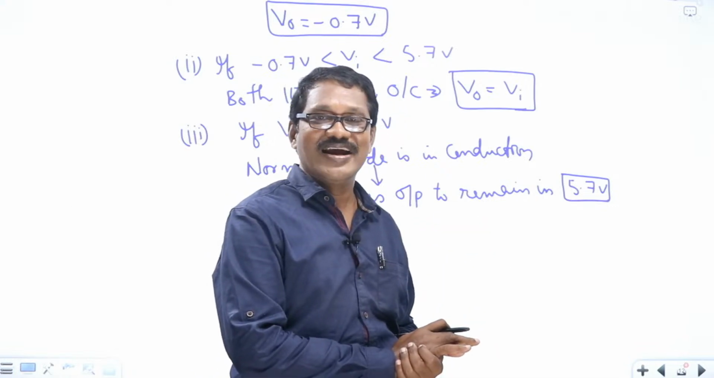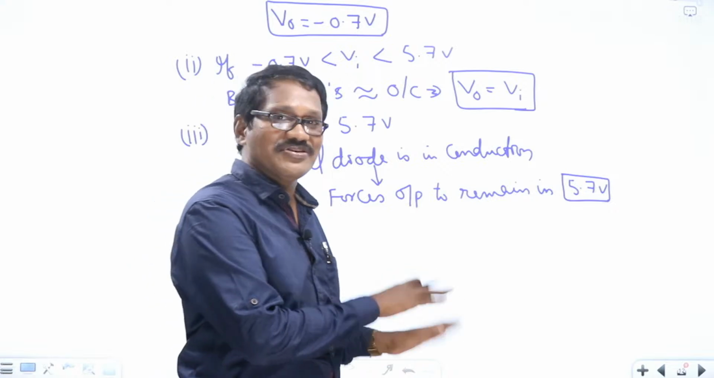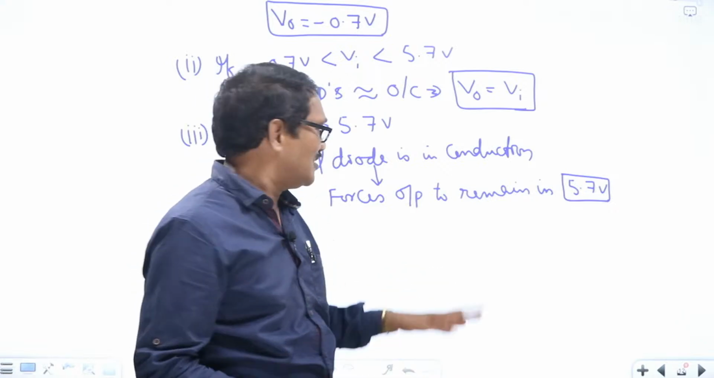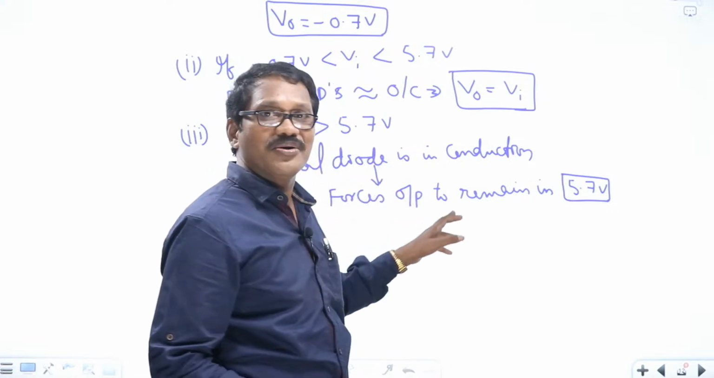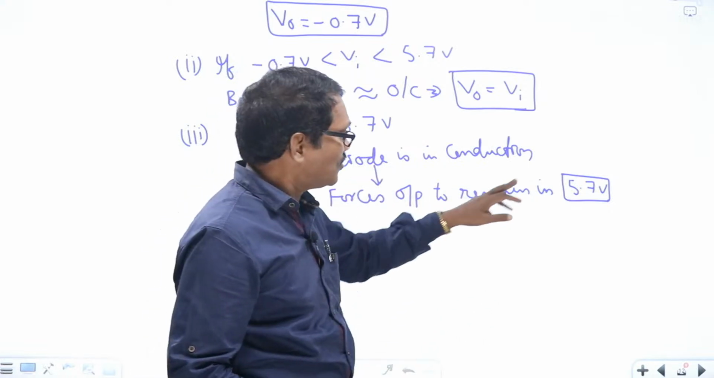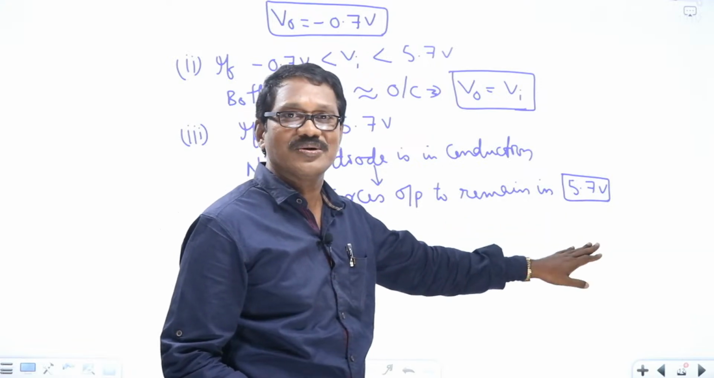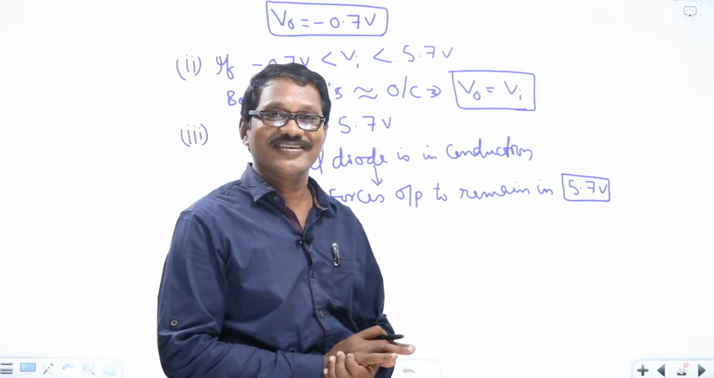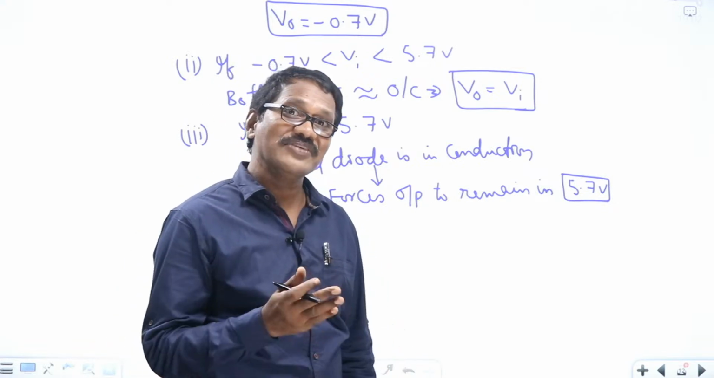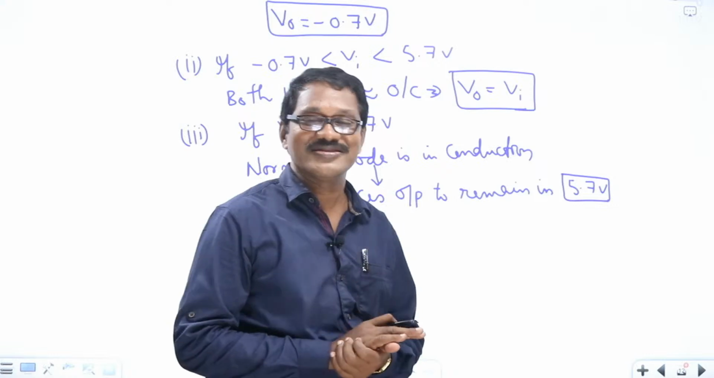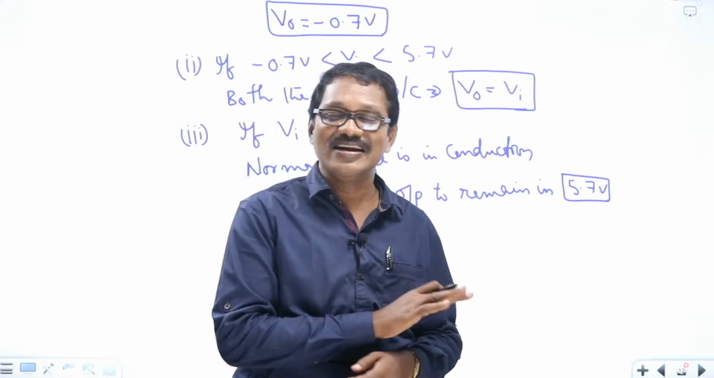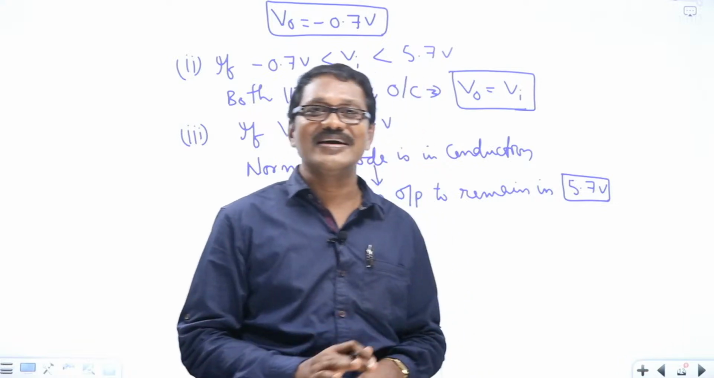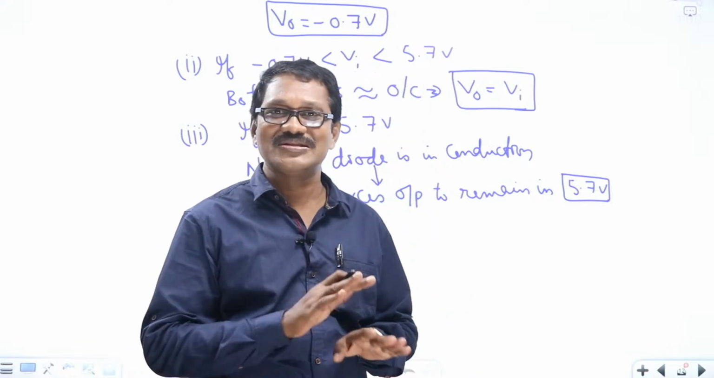Have you understood this, right? So the Zener diode is reverse biased, but it will not enter into the breakdown region. Why? Because the normal diode in conduction forces the output to remain at 5.7 volts only. This prevents the breakdown of the Zener diode, even if the input voltage increases to 100 volts or beyond. It will never enter into the breakdown region, and hence the output remains at 5.7 volts only.